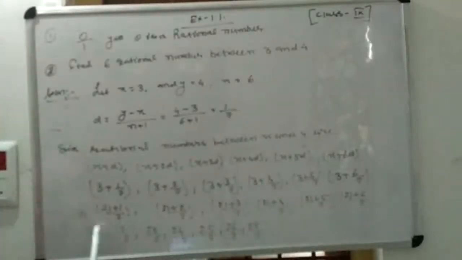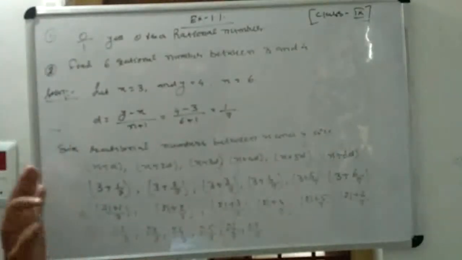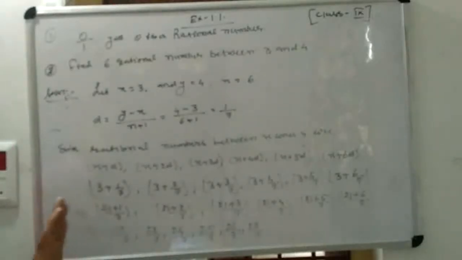Now adding it all together, it will be 22 by 7, 23 by 7, 24 by 7, 25 by 7, 26 by 7, 27 by 7. And in this way, we got all the 6 rational numbers lying between 3 and 4. These numbers must lie between 3 and 4. So in this way, children, you have to find the rational numbers between two given rational numbers.